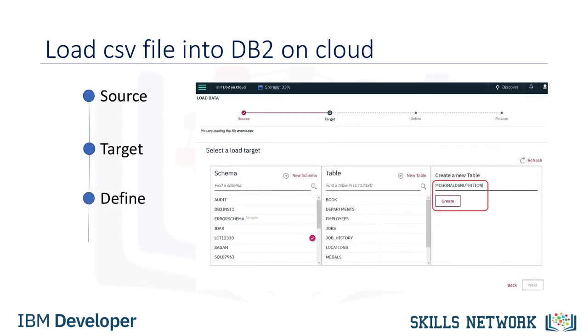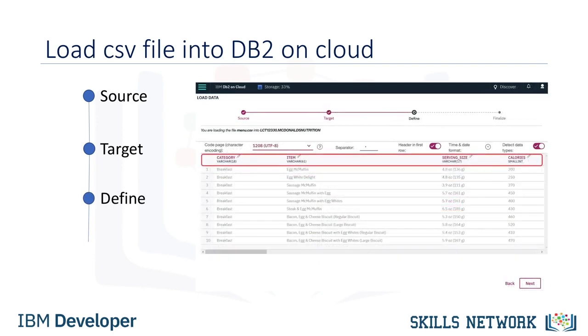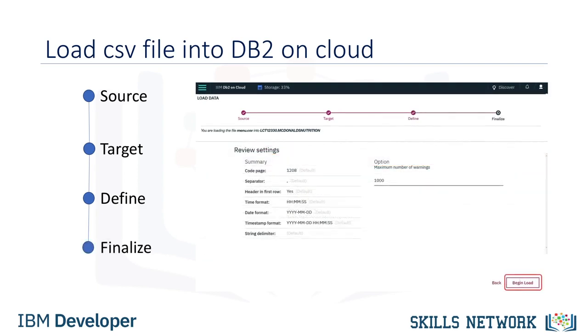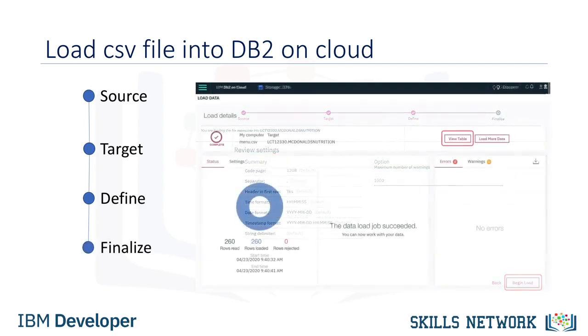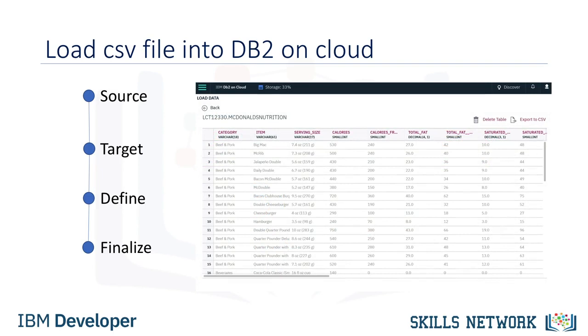When you choose to create a new table, you have the option to specify the table name. Next, you will see a preview of the data where you can also define the columns and data types. Review the settings and begin the load. When the loading is complete, you can see the statistics on the loaded data. Next, view the table to explore further. DB2 allows you to analyze data using in-database analytics, APIs, RStudio, or Python.